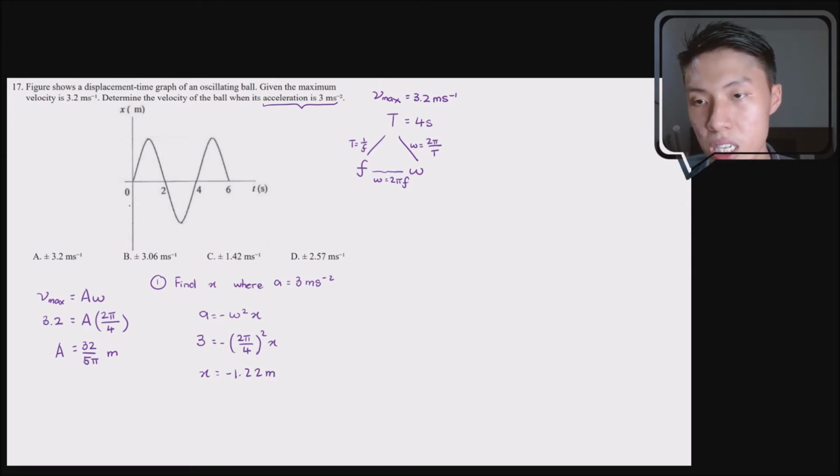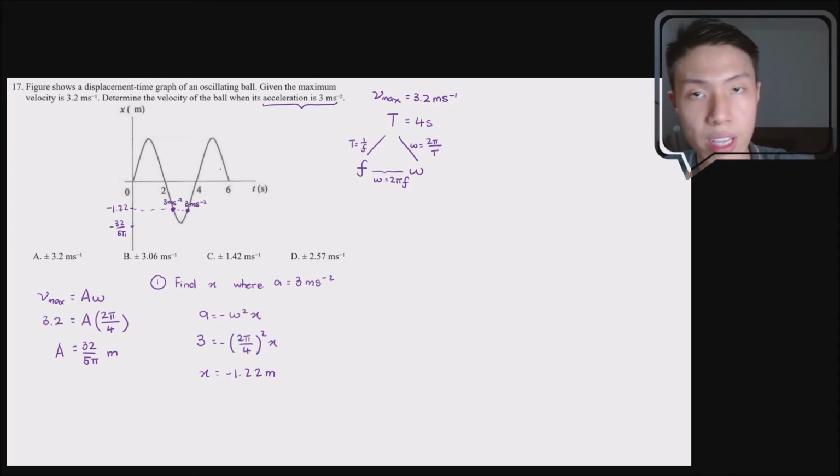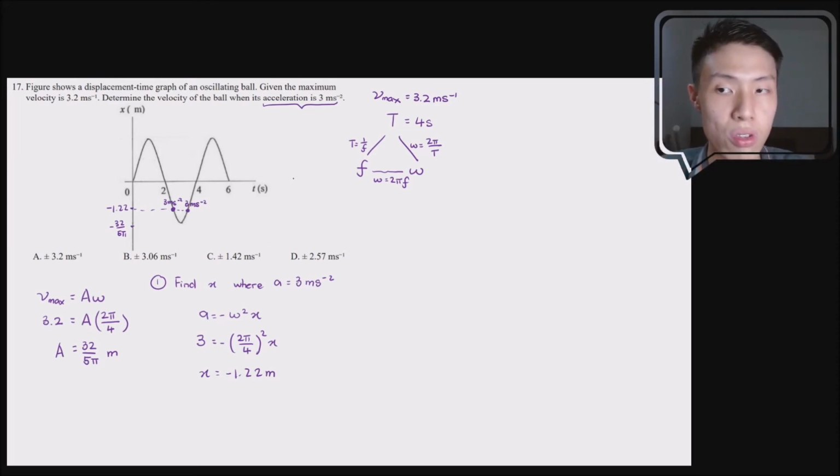So what it means is, let's say this is negative 1.22, which is negative 32 over 5 pi. At negative 1.22, if you look at the acceleration at this point, you find that the acceleration is 3 meters per second squared. If you continue its oscillation, you find that at another point where x is equal to negative 1.22 as well, the acceleration should also be 3 meters per second squared. At other positions you have different accelerations, but at x equal to negative 1.22 the acceleration is 3 meters per second squared. Now what you need to do is determine the velocity at this position. If you're able to find the velocity, that will be what the question is asking for.